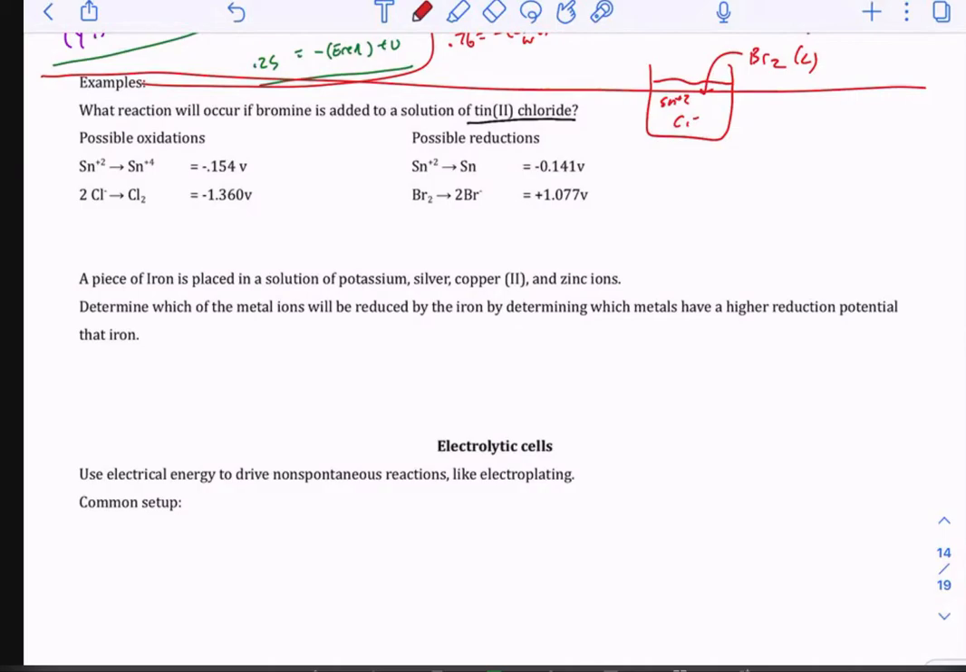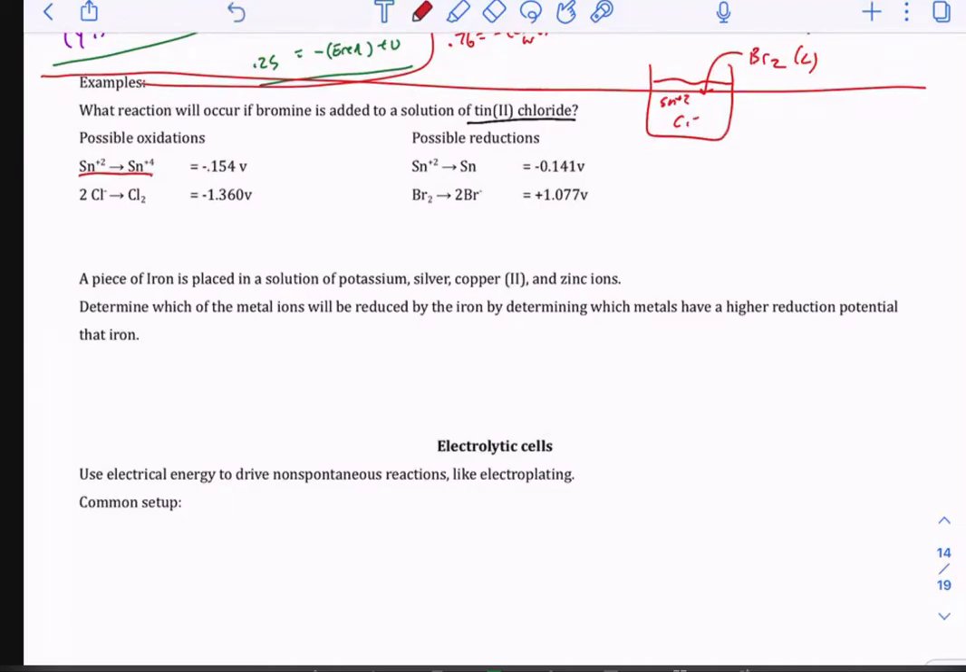So what we have to do is consider the possibilities, and then figure out which possibilities are likely. So first, let's consider what things that are here can possibly be oxidized. Well, tin is listed twice on your reductions table. Tin 2 can be oxidized to become tin 4. So that is a possibility. Also, chloride can be oxidized to become chlorine. So that is a possibility.